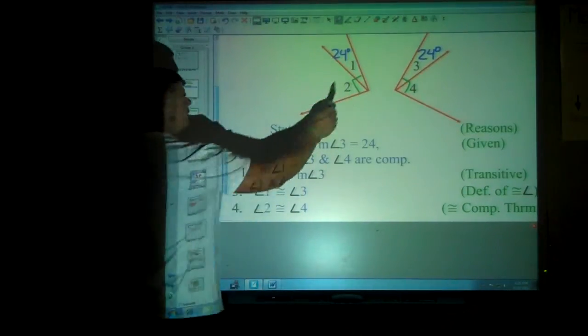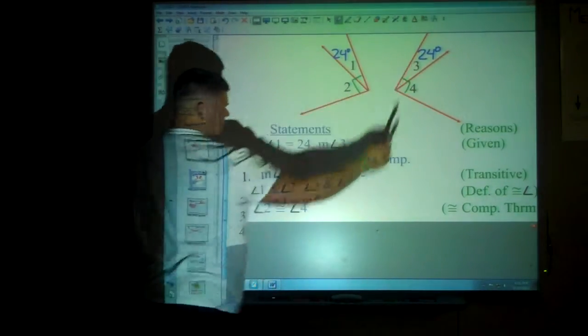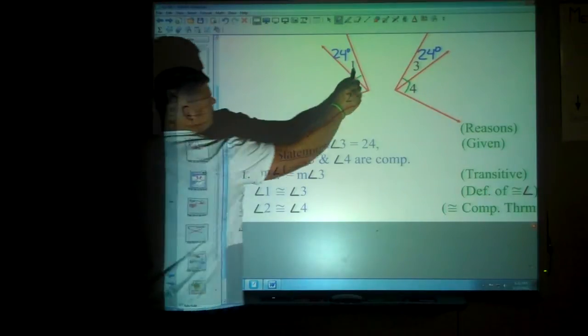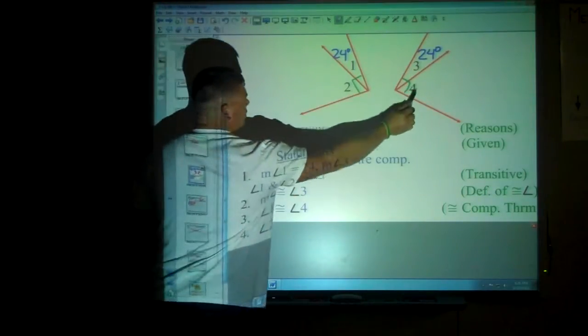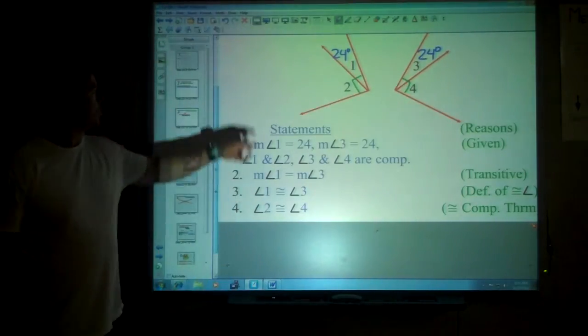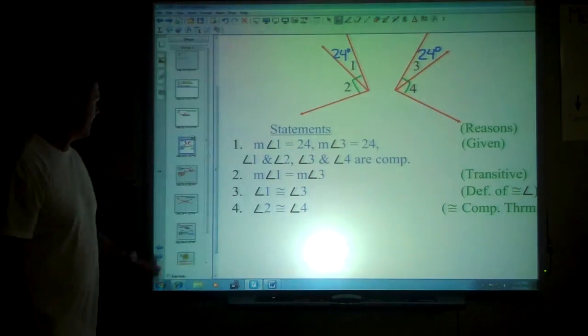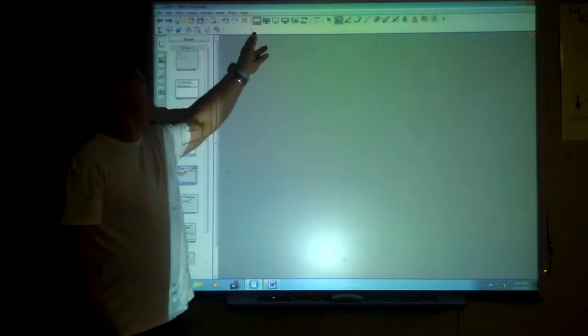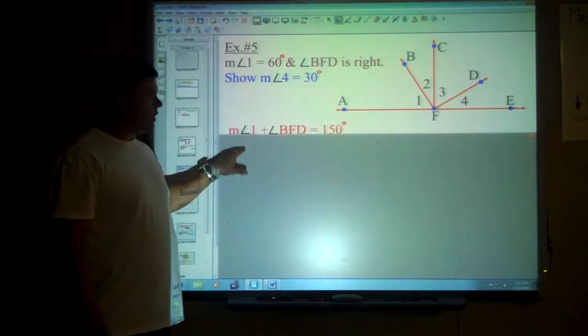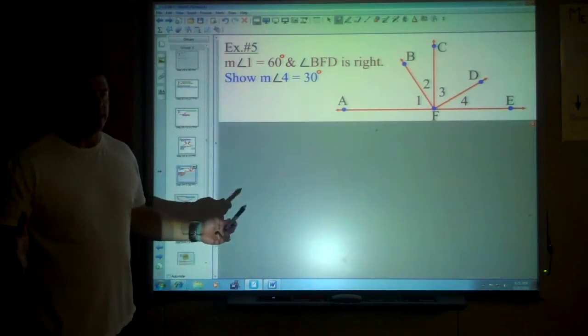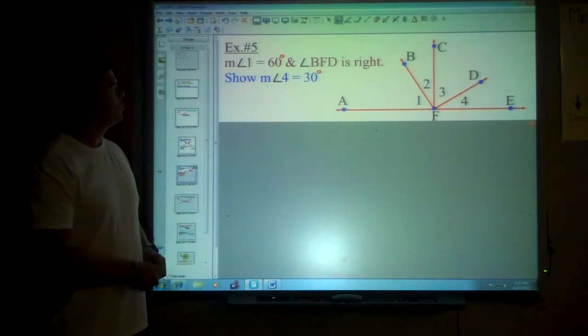So if angle 1 is the same as angle 3, which is what that's saying, they can't be any different. That's going to force these two to be the same because of the congruent complements theorem. Alright, now this one's a little different. You've got this diagram. We're just going to explain it. We're not going to necessarily do it as a two-column proof.